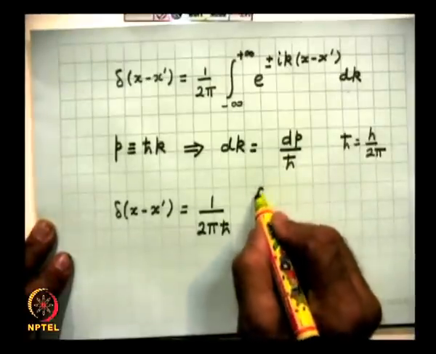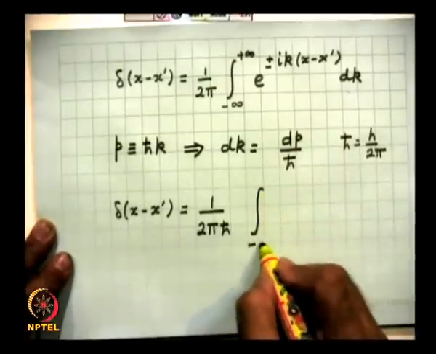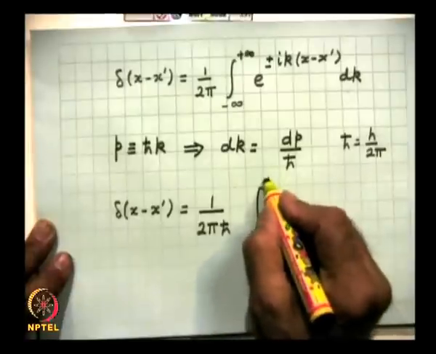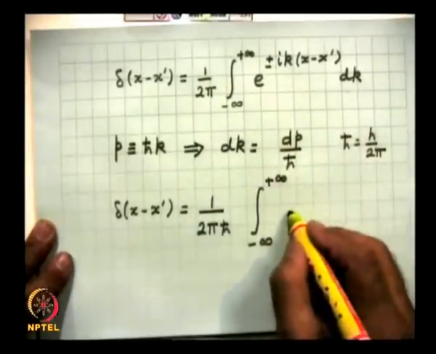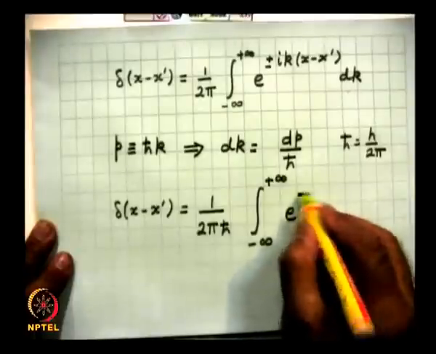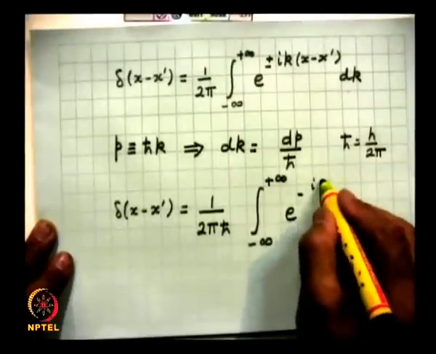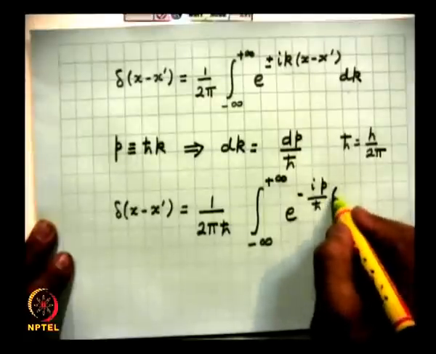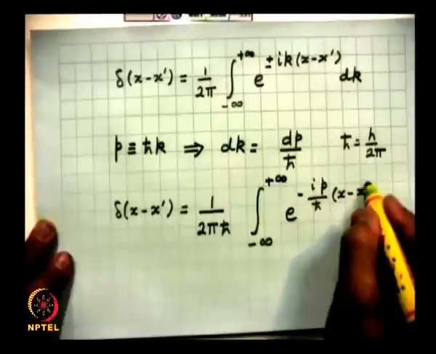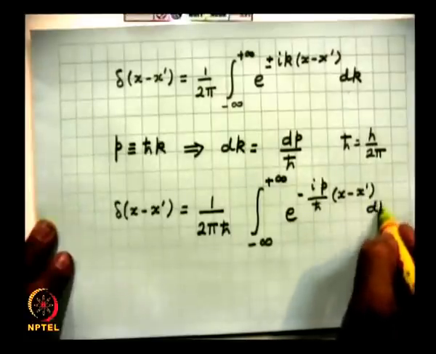And in this integral we will just choose the minus sign. We could have chosen the plus sign also, but we will choose the minus sign here. So, this will be e to the power of minus i p by h cross into x minus x prime into d p.